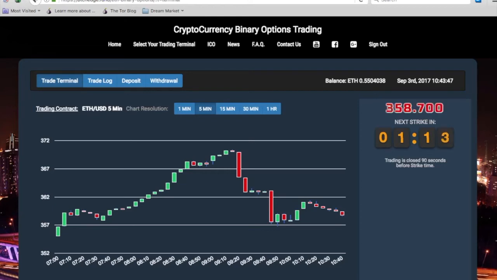This timer shows how much time is left before the next strike time. So what's a strike time? What is a strike time? Generally speaking, how the binary options, especially how the 5 minutes binary options work. It's quite easy.